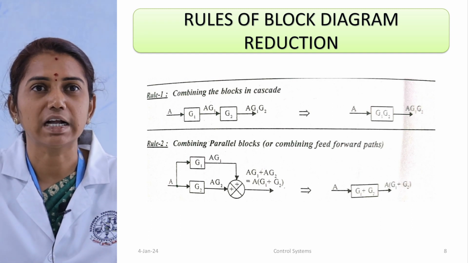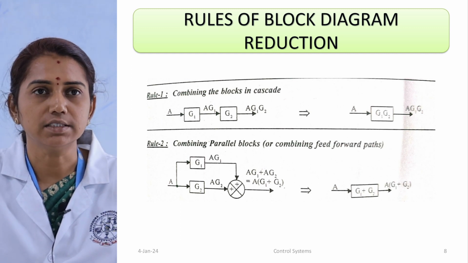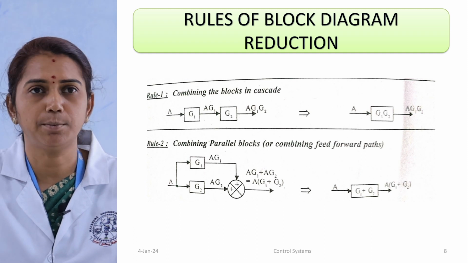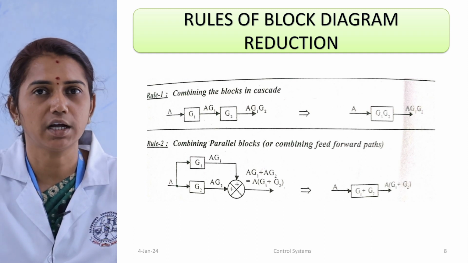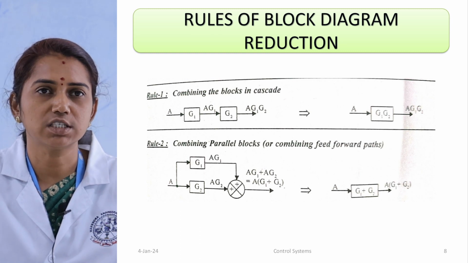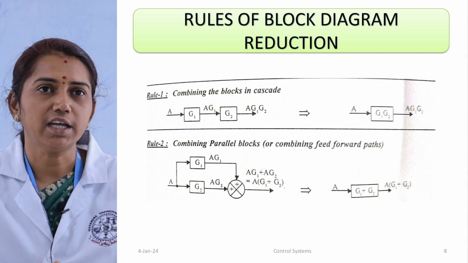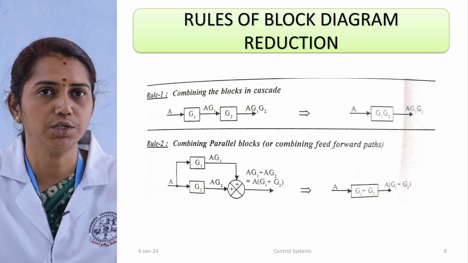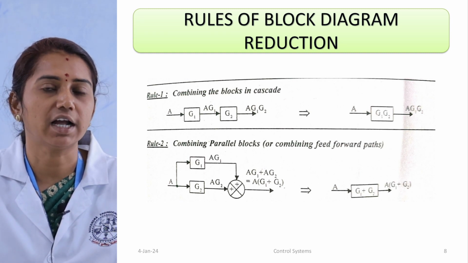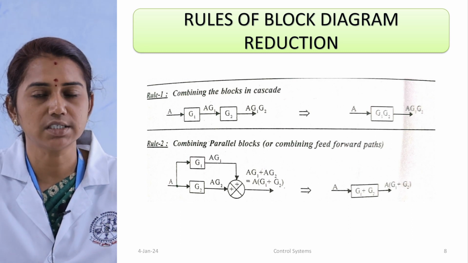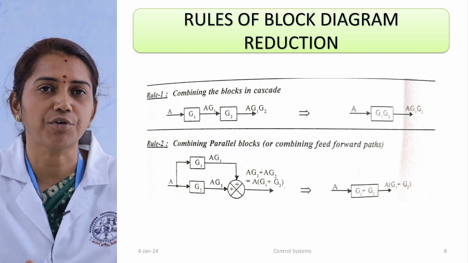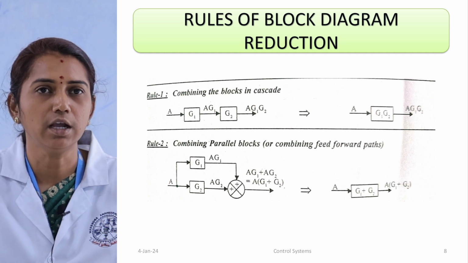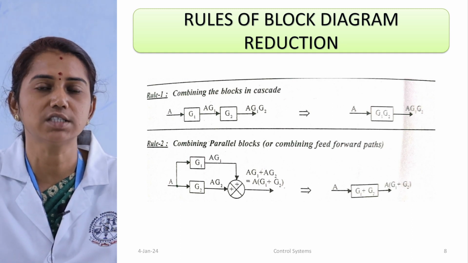Next, the second rule, combining the parallel blocks, or combining the feed forward path. In this we assume two blocks, one input, one summing point, and we get the output. The input A is given to the two blocks G1 and G2. A given to G1 gives the output AG1. Same for G2, AG2. Then both are given to the summing point, whose symbol is a positive sign. So finally we get the output AG1 plus AG2. So it has been reduced, as A is the common value.